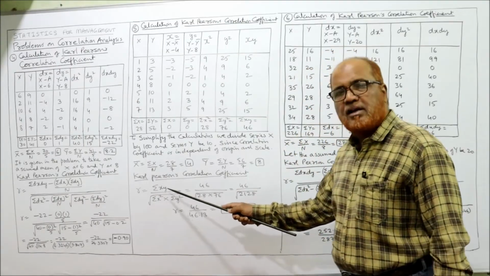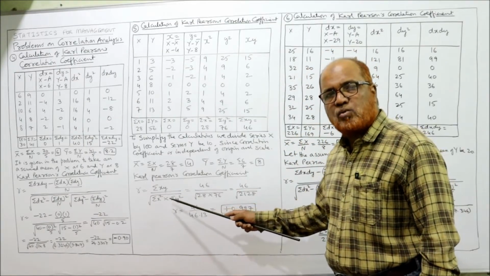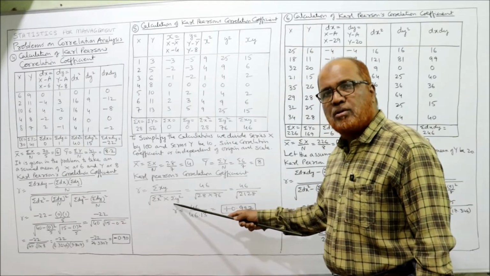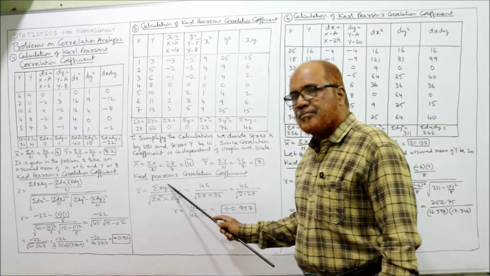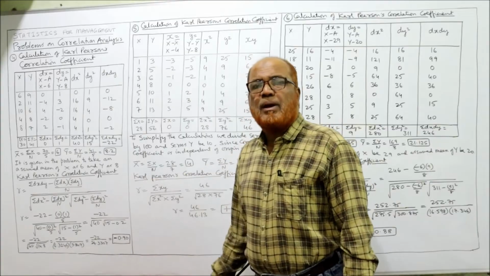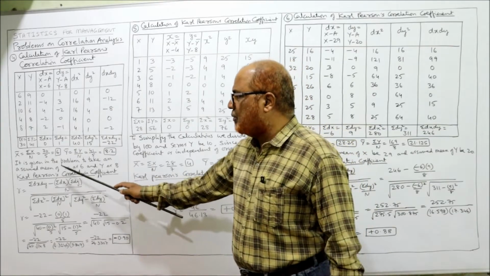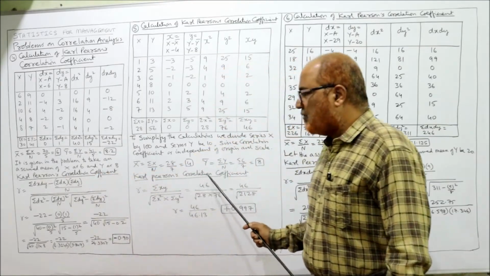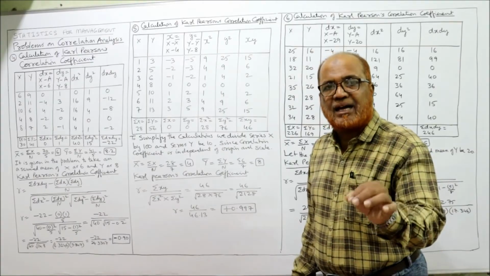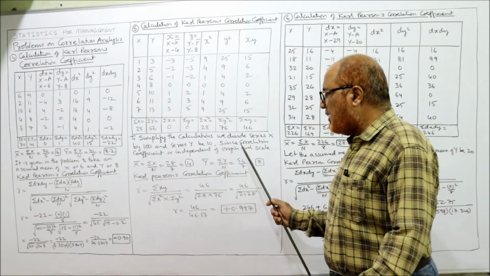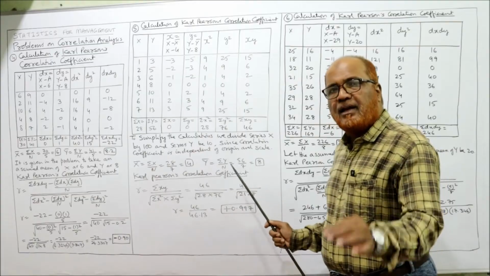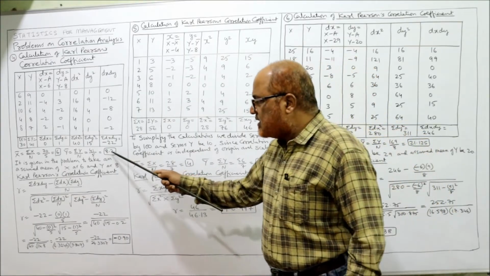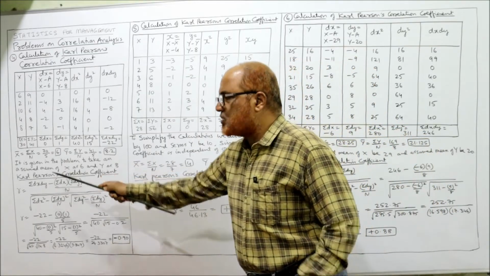Simple formula will be applied: summation xy by square root of summation x square into summation y square. See, compare this formula and this formula. This formula will be applied when deviations are taken from assumed mean. And this formula will be taken when deviations are taken from actual mean. If the mean is in whole number, then deviations from actual mean. If the mean is in fraction, take the deviations from assumed mean.